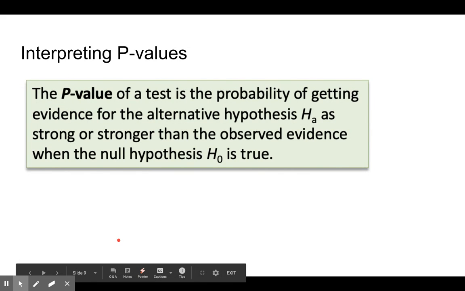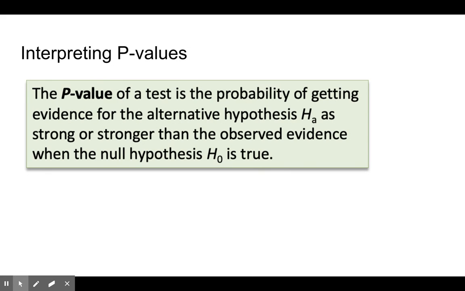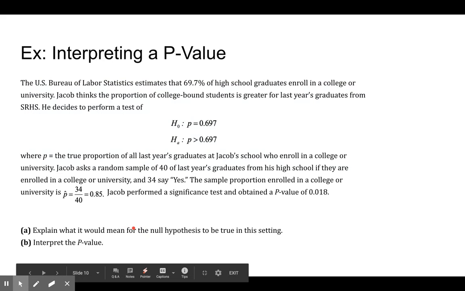We have this idea of p-value, and it's a big, huge concept. We've already been front-loading the idea of a p-value. Let's get a little bit more formal with it. The p-value of a test is the probability of getting evidence for the alternative hypothesis H alternative as strong or stronger than the observed evidence when the null hypothesis H naught is true. All right, let's read this example, and then we will talk about the solution.